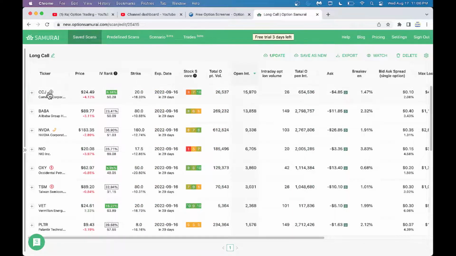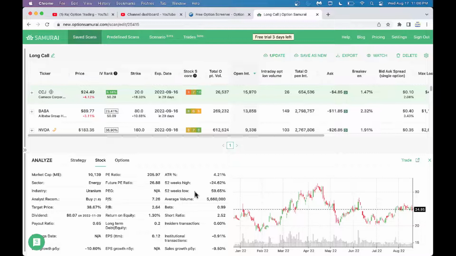It will bring up a nice window, as you can see here. You could see how the stock is doing. You get a good idea. You could look at some of these fundamental numbers. Look, this one is a uranium stock, as many of you know. I like to trade CCJ. It's a good one here.